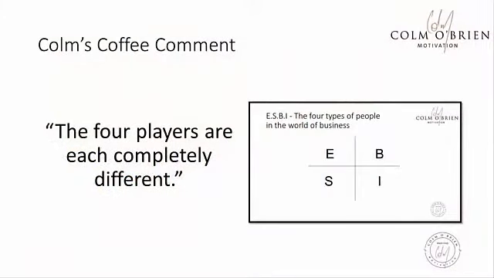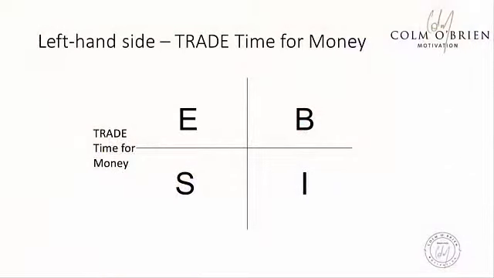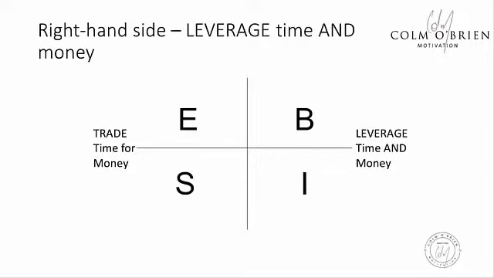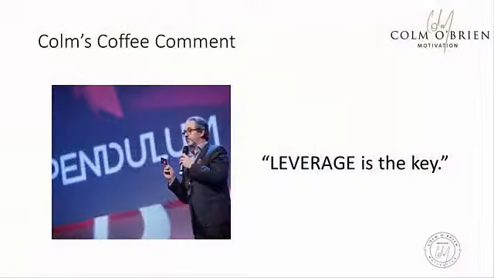Anyway, the 4 players are completely different, but it's the difference between the 2 sides of the quadrant that I found most interesting. On the left-hand side, we trade our time for money. On the right-hand side, business owners and investors have learned how to leverage time and money. And that's the crucial difference. On the left-hand side, we trade our time, and on the right-hand side, we leverage our time. And what I decided to do was to study this phenomenon.